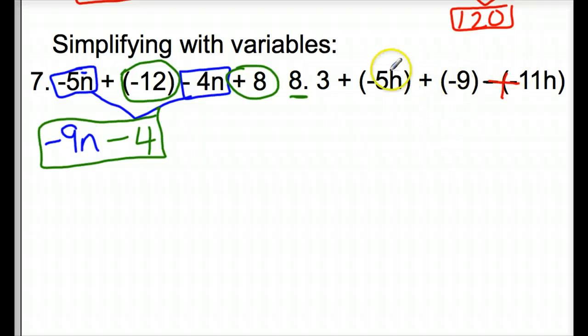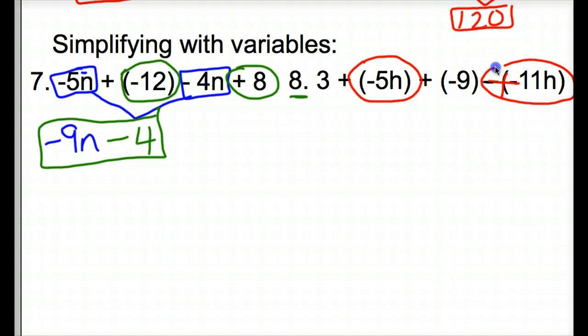So what are my like terms? I have a negative 5h and I have a positive now 11h. My other two like terms are my numbers, and those numbers are negative 9 and 3. So 3 minus 9, or 3 plus a negative 9, is going to give us a negative 6.